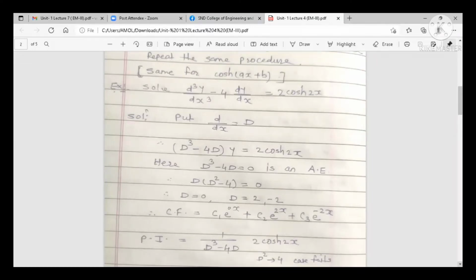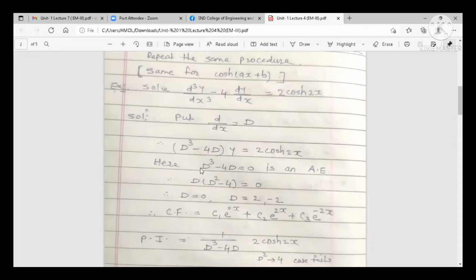To reduce it, you use the substitution: put d/dx equal to D, so d²/dx² is D² and d³/dx³ is D³. So your LHS reduces to D³ minus 4, and d/dx is D, so replace it by D. Now in both terms y is common, so you take it common. It is equal to the RHS as it is, 2 into cos 2x.